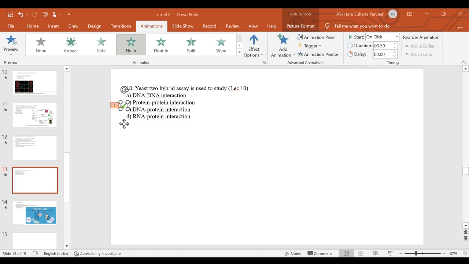Of course, there are other methods for DNA-protein or RNA-protein interactions. For those, some other systems are used, called the one-hybrid and tri-hybrid systems.